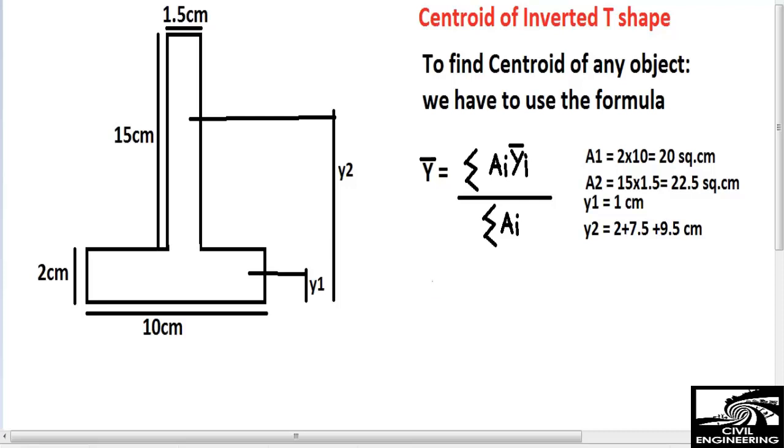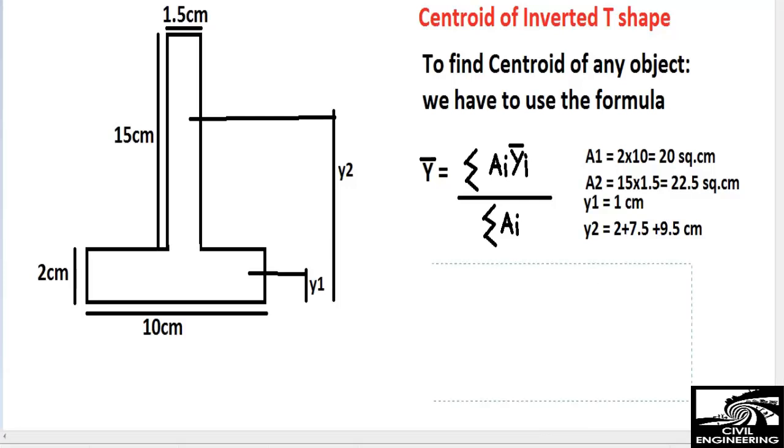Now I'm putting all these values in the main equation. So y bar is equal to A1 into y1, which is 20 times 1 cm, plus A2 into y2, where A2 is 22.5 square cm, multiplied by y2, 9.5.